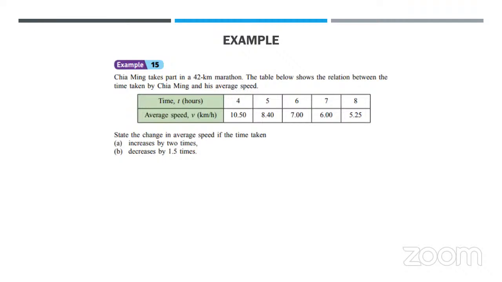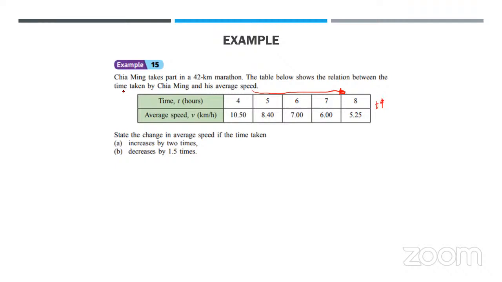I took this example from the textbook. This is example 15. I forgot which page, but let's read it out. Chia Ming takes part in a 42-kilometer marathon. The table below shows the relation between the time taken by Chia Ming and his average speed. I want you guys to look at the time. The time over here from 4 to 8, we can tell that t increases.